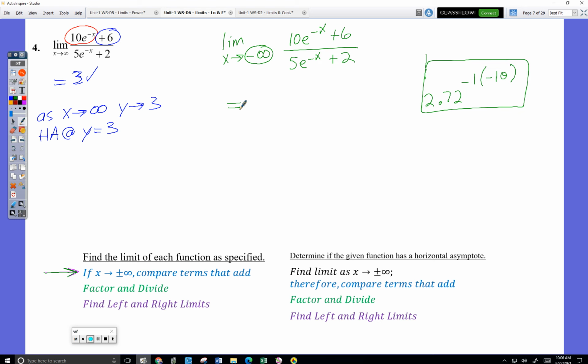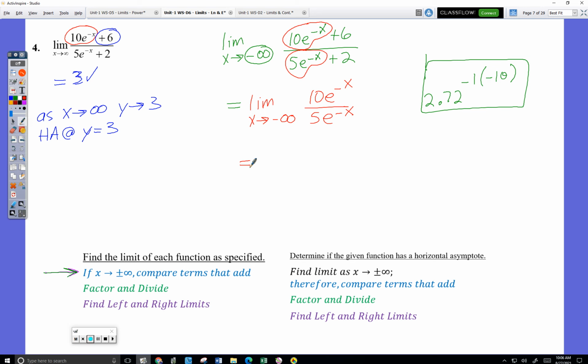There we go. So as x is approaching negative infinity, we still compare. We just find the dominant terms, and now the dominant terms are here and here. So we create a new limit problem. Looks like this now. Oops, negative infinity. Hands up. What's the limit?